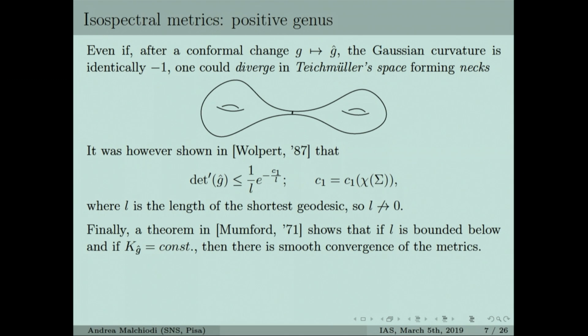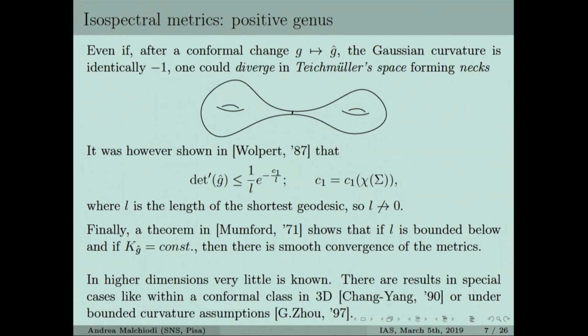And then once you control that, you can use a classical theorem by Mumford, which controls somehow the whole Teichmüller element. In higher dimensions, actually very little is known. This is somehow parallel to the study of extremizing fixed eigenvalues for the Laplacian on a given surface or manifolds. There are few results by Ellis and Paul in 3 dimensions, but within a fixed conformal class, or by Zhu, but under some sort of restrictive curvature assumptions.